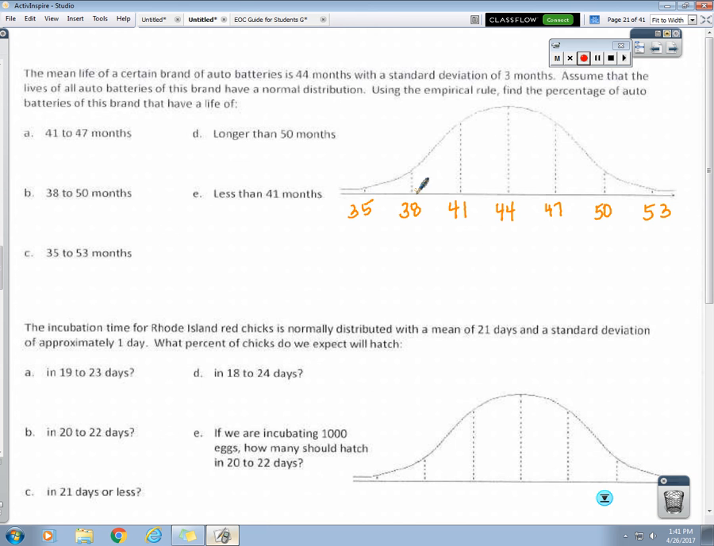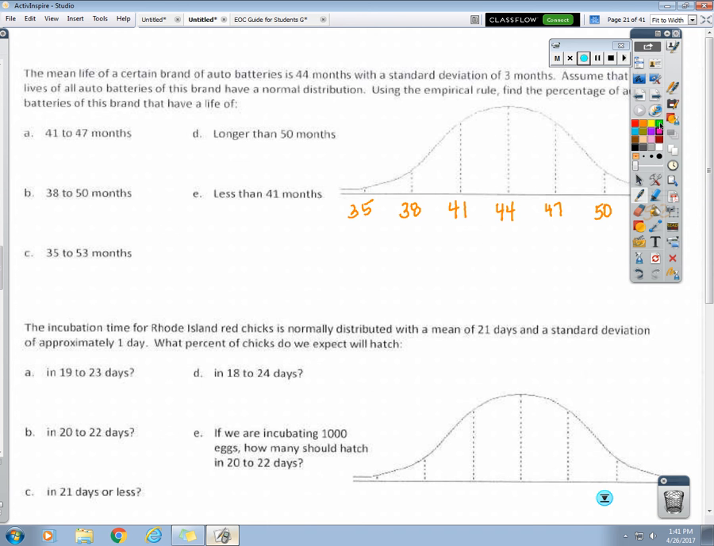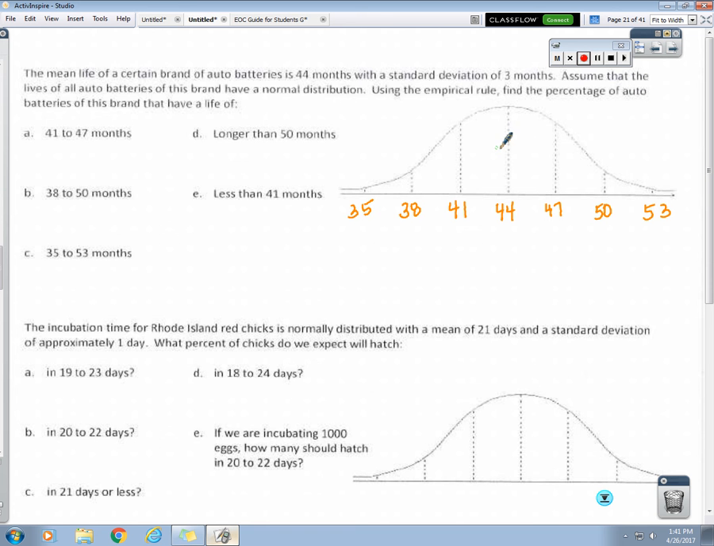Correct. Then, in addition to labeling the mean and standard deviation, you also have to label the percentages. So what are these two? Right. What are the next two? Okay, so now that we have it labeled, we have all the information we need to answer the questions. Find the percentage of auto batteries of this brand that have a life of 41 to 47 months.